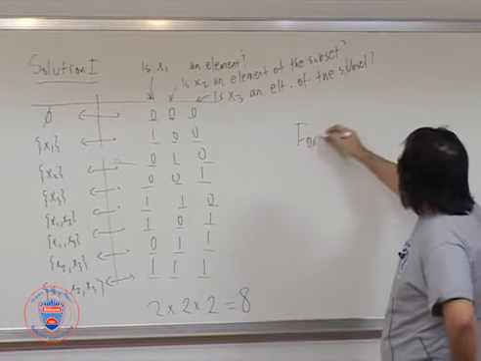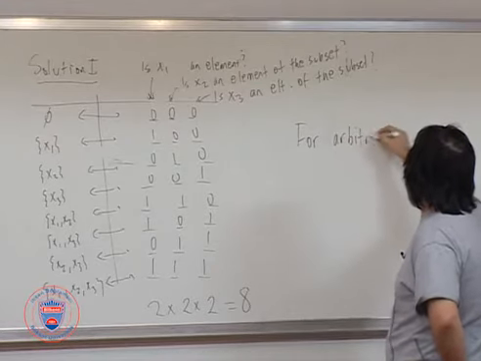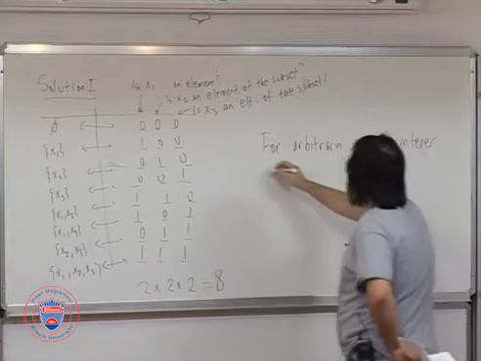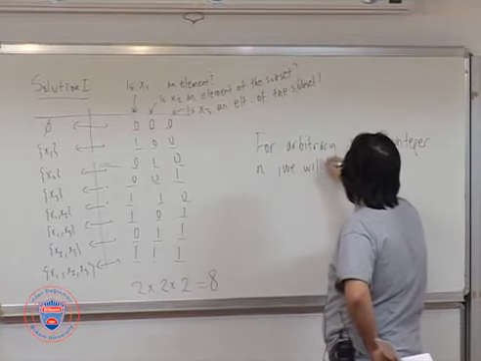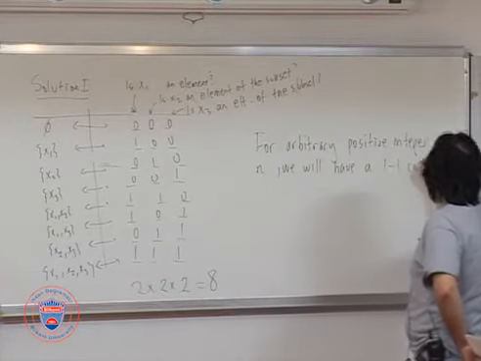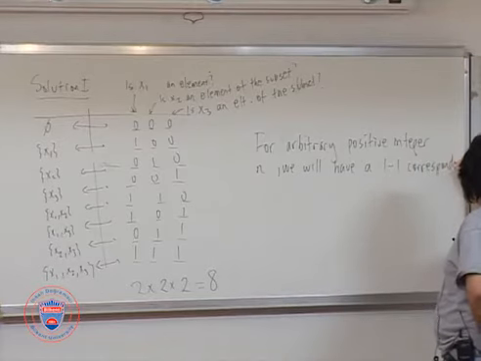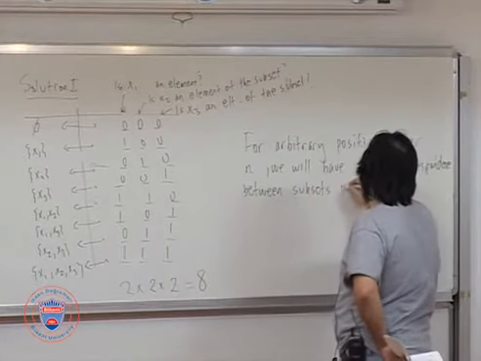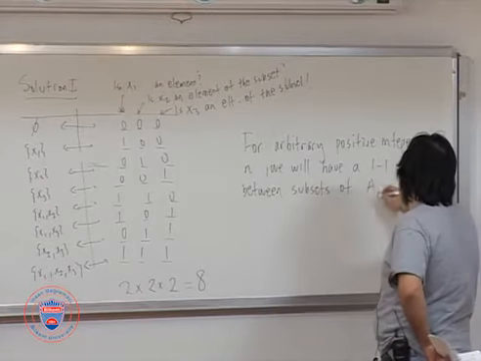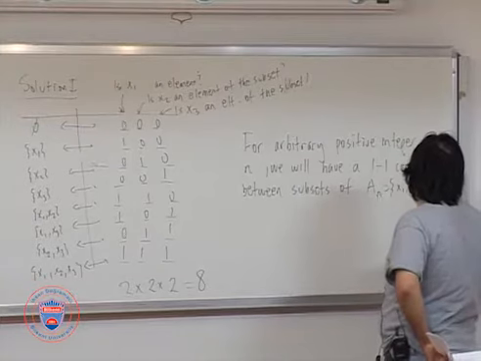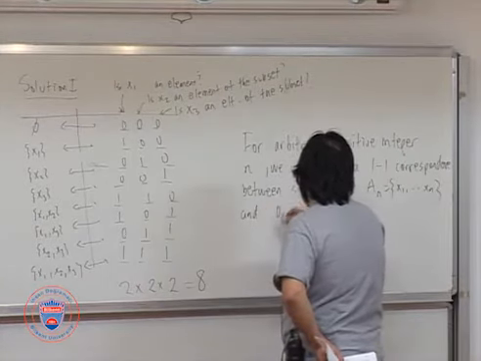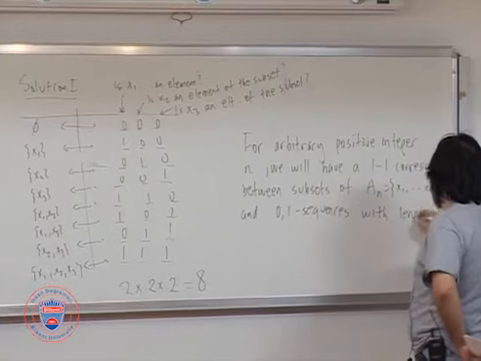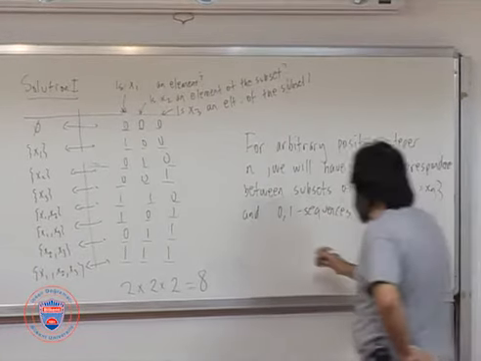So for an arbitrary integer n, we will have a one-to-one correspondence between subsets of this, let's call this An, and 0-1 sequences, where the length of a sequence is exactly the number of digits. Okay, so with length n.